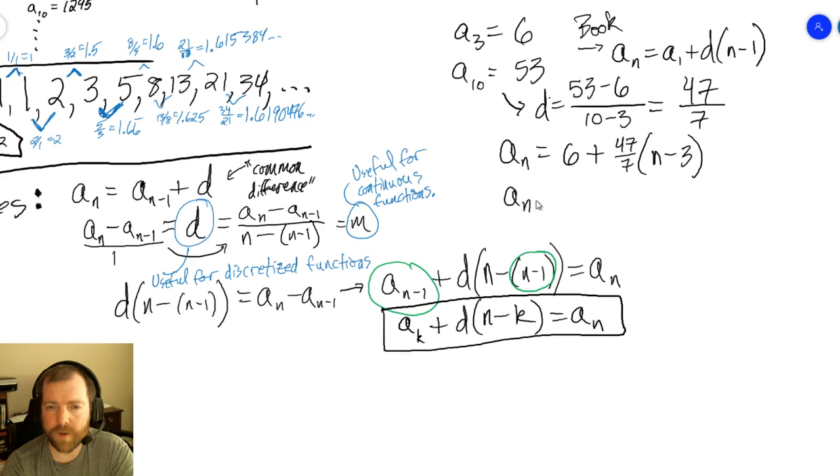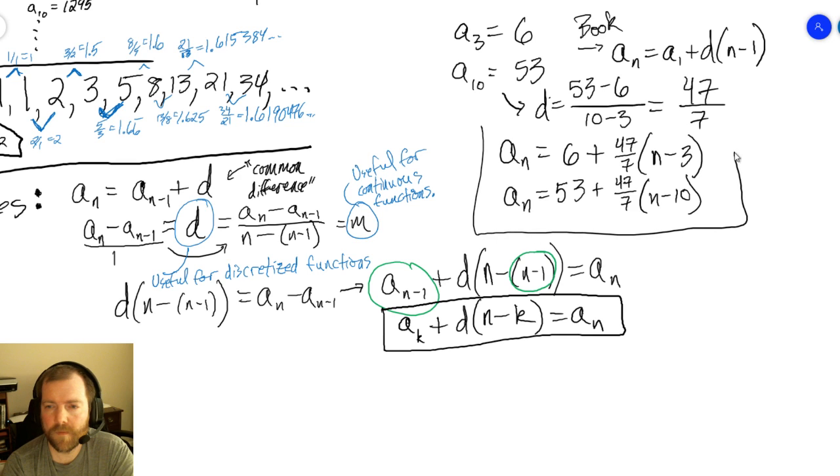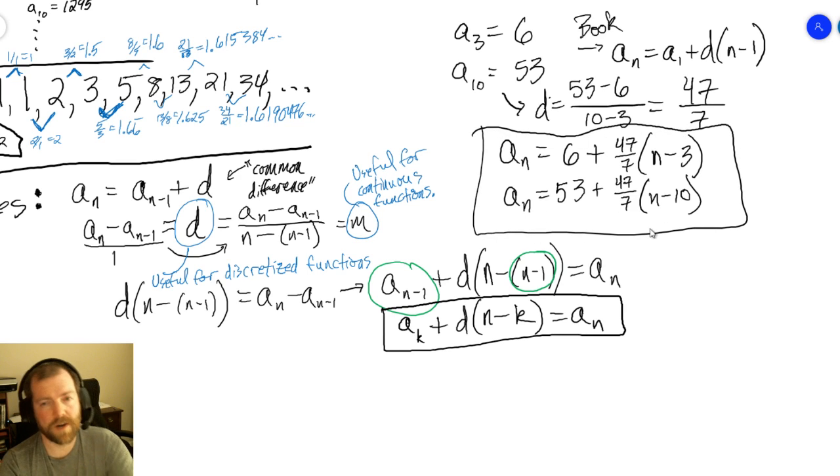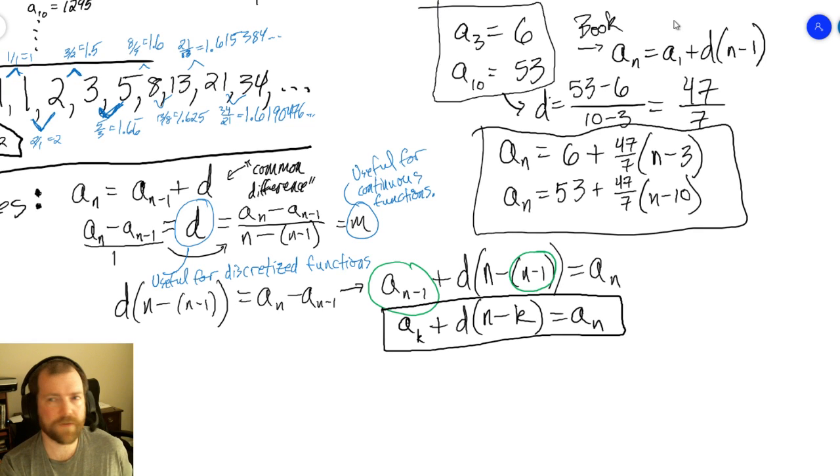Or if we felt like it, we could have used the other one. So 53 plus 47/7 times n minus 10. So either of these equations would work just fine for these two particular values. And again, I don't have to find the nasty fraction that a sub 1 is inevitably going to be. I could just leave it like this. That's fine. Okay.